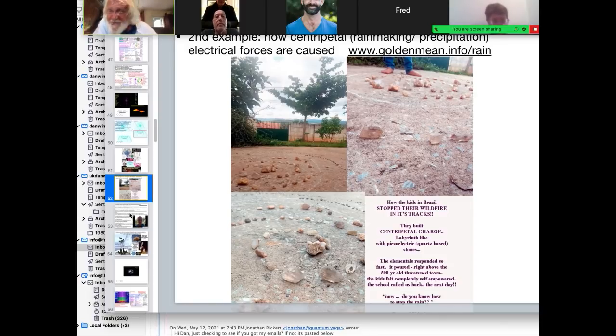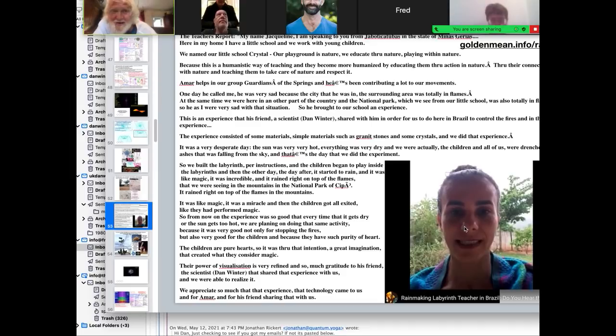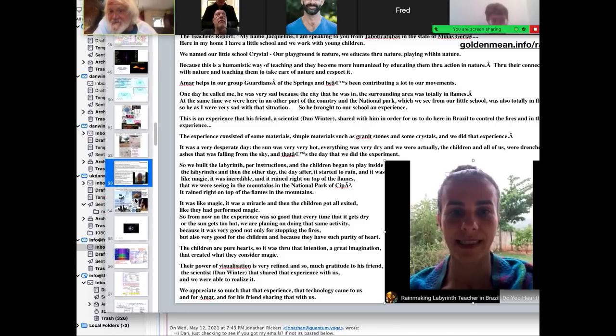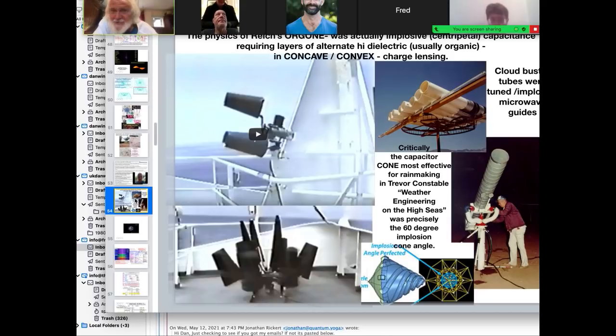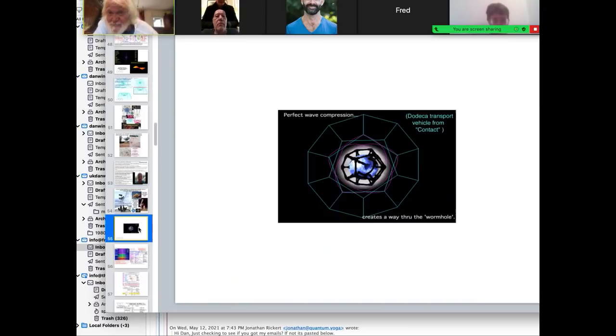You can read all about that at goldenmean.info/rain, and this is the teacher explaining how she taught the kids to make rain. Literally make a centripetal force, the physics of precipitation, literally Christos. And that's why the cone that was most effective in making rain in Trevor Constable's weather engineering on high seas is actually a 6-degree implosion cone capacitively.